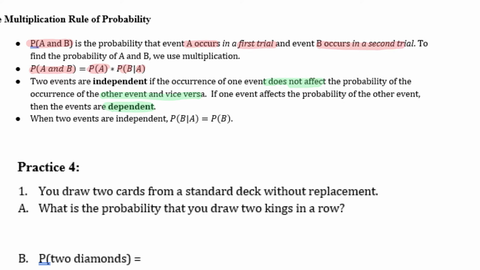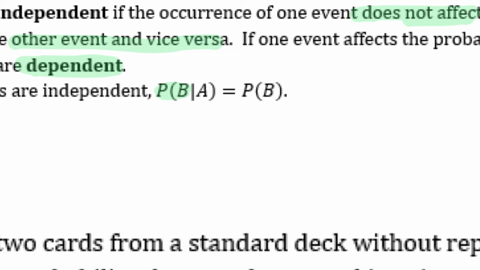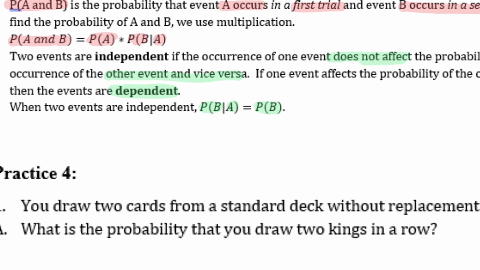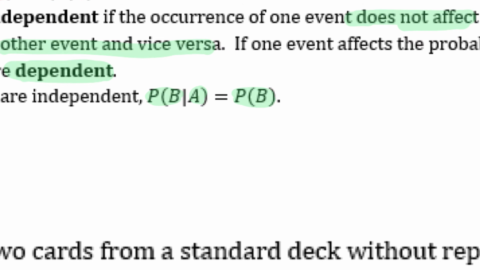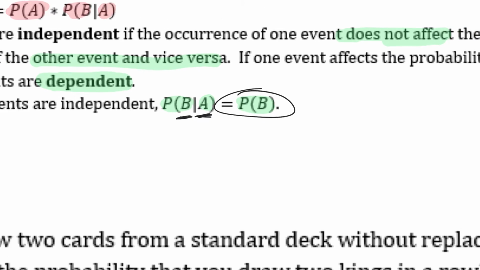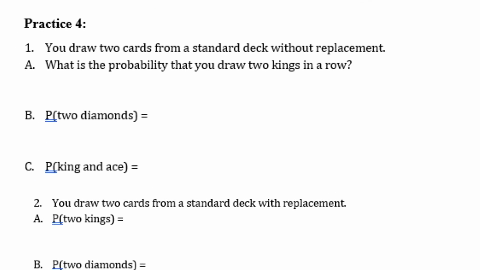When two events are independent, the probability of selecting B, given that A has occurred, will always be equal to the probability of just getting B. And that makes sense if you stop and think about it. You may not be familiar with our phrasing here, but if A has no bearing on B, then A cannot affect the probability of selecting B. Let's take a look at a couple examples here and see what we've got.